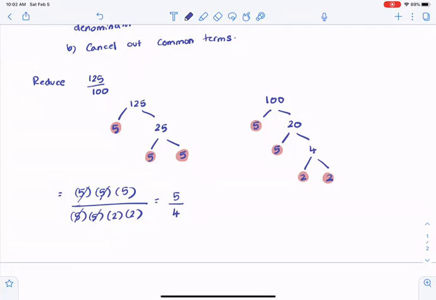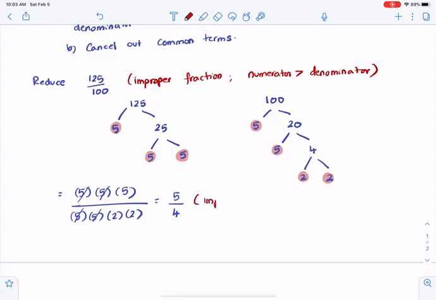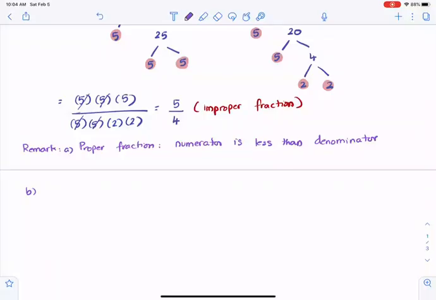So the numerator is bigger than the denominator. What we have is an improper fraction, because the numerator is larger than the denominator. When you reduce an improper fraction, the answer will still be an improper fraction. Naturally, when you reduce it, the numerator is bigger than the denominator. I have 5 over 4, I get an improper fraction. A proper fraction has the numerator less than the denominator.